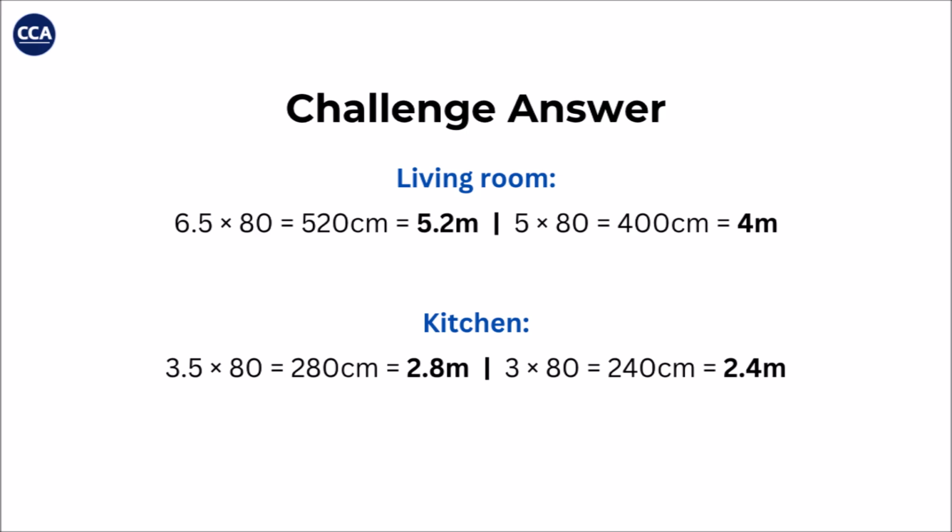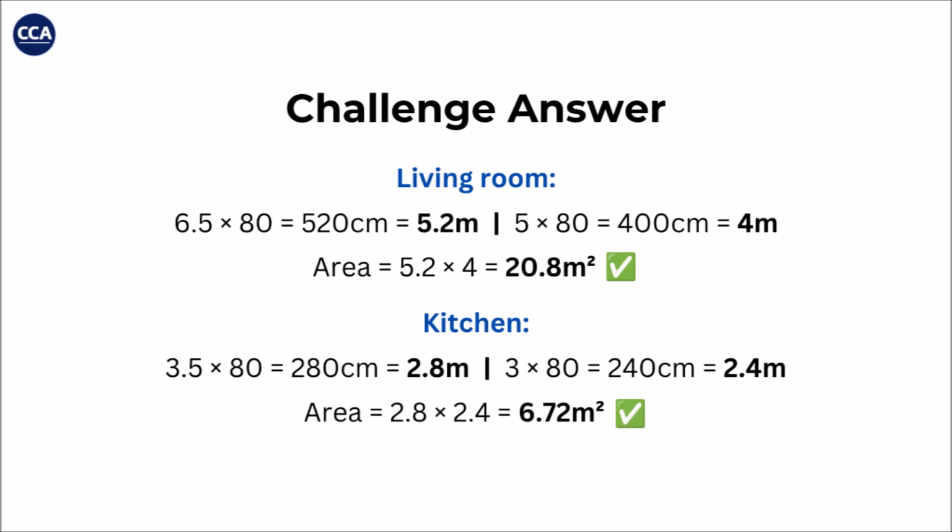Answer 2. Real areas. Living room. 5.2 multiplied by 4 equals 20.8 square meters. Kitchen. 2.8 multiplied by 2.4 equals 6.72 square meters. Answer 3. Total combined area. 20.8 plus 6.72 equals 27.52 square meters.